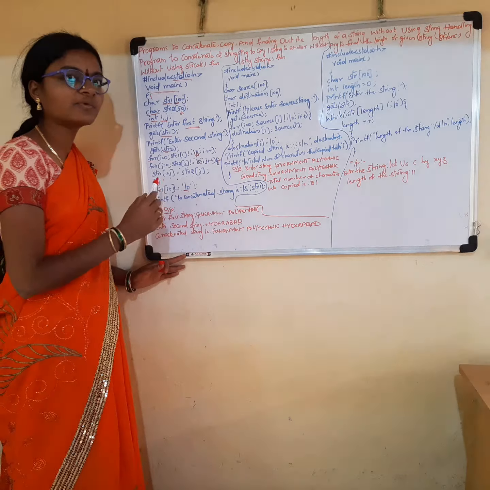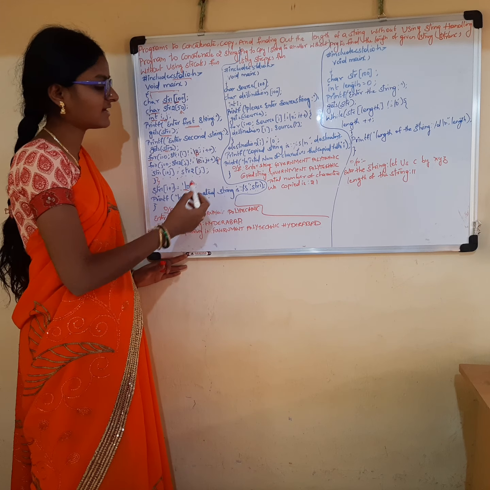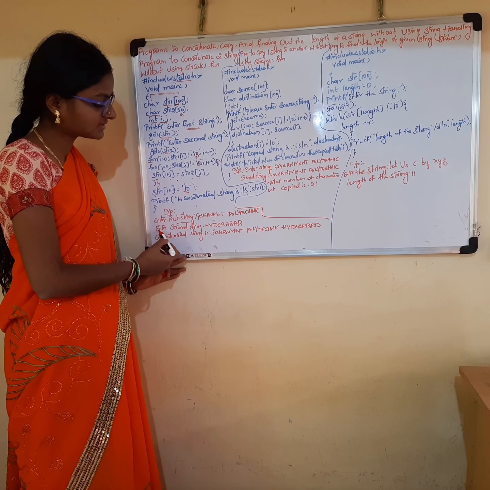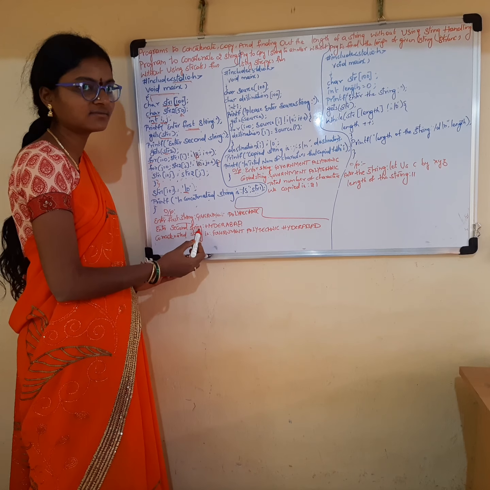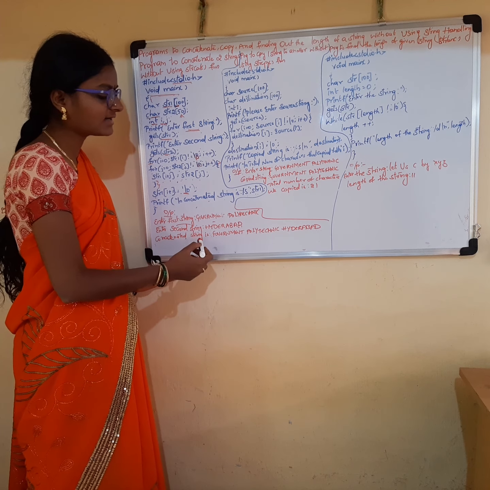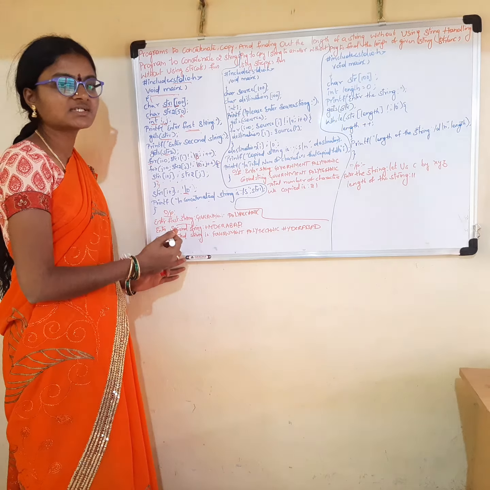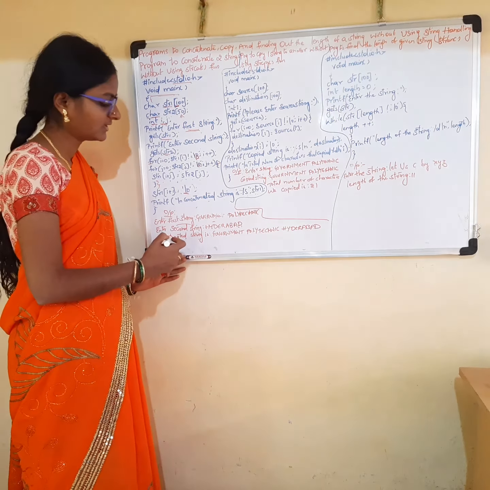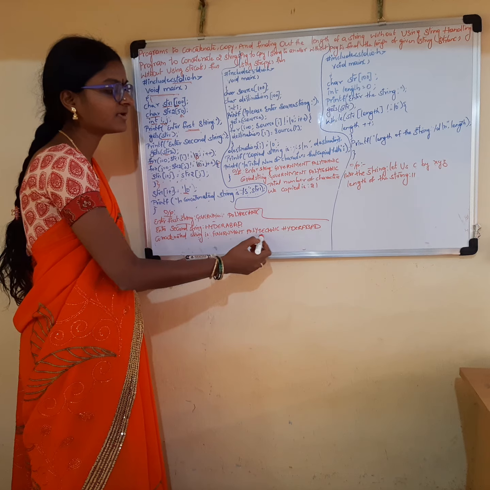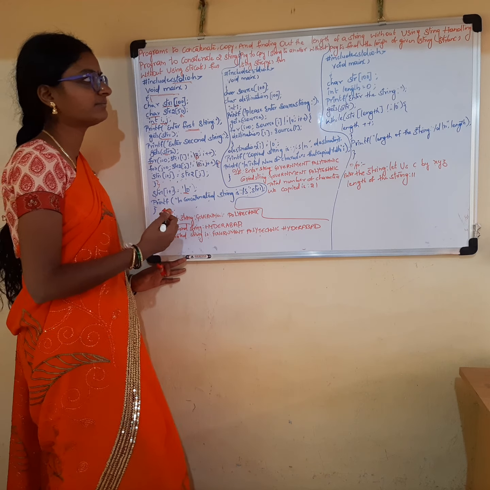Now we'll see the output for this program. Enter first string: Government Polytechnic. Next enter second string: Hyderabad. Here the concatenated string, concatenation is combining the two strings, string1 and string2. The concatenated string is Government Polytechnic Hyderabad. Okay, this is the output for this program.